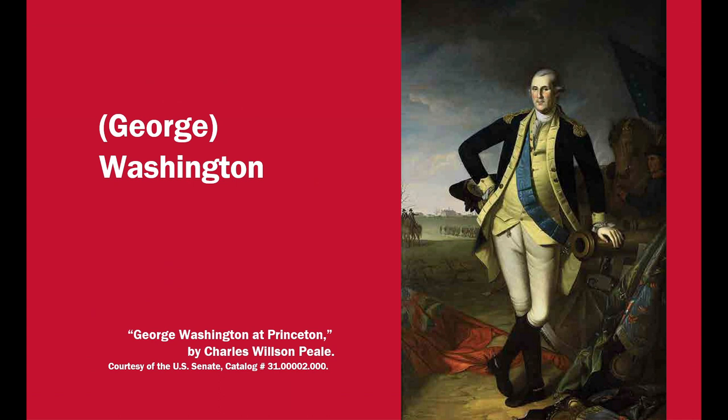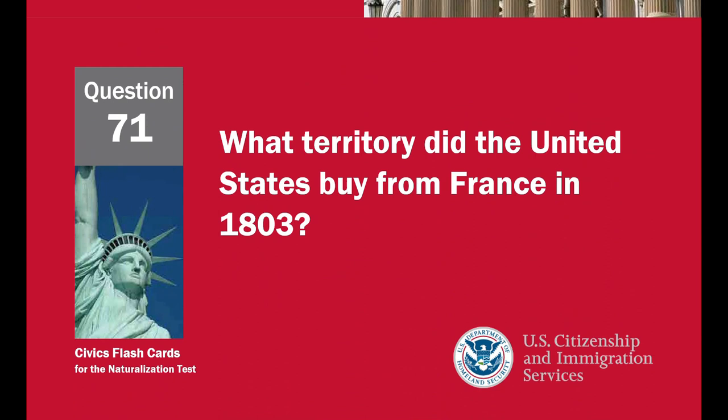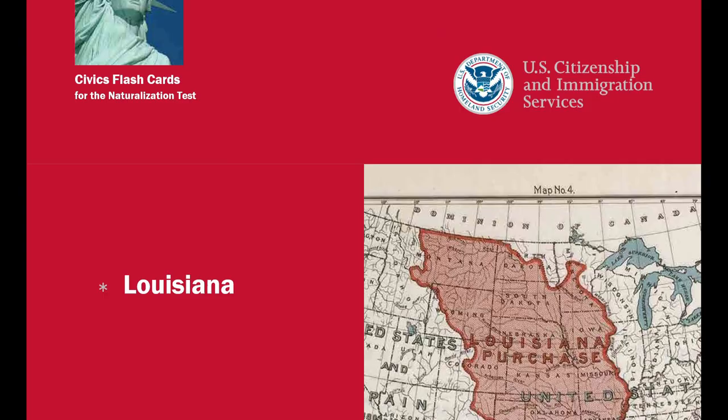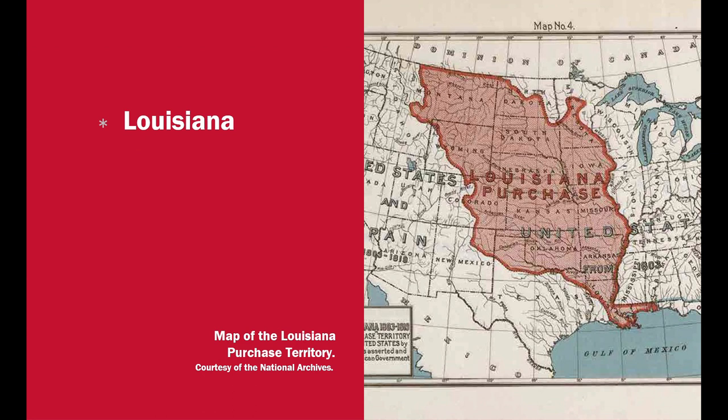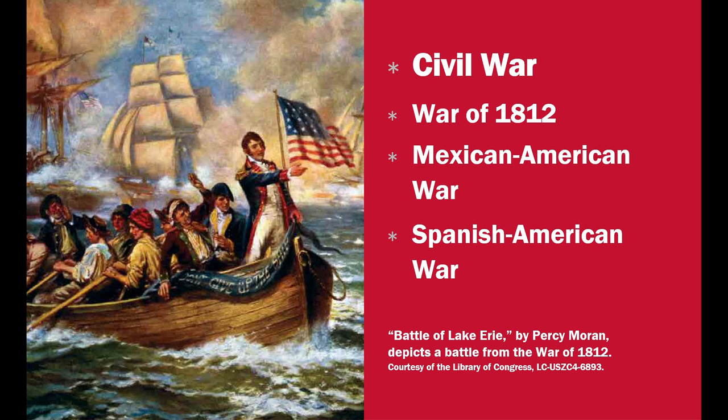No one branch or part of the government. Congress. What territory did the United States buy from France in 1803? Louisiana. Name one war fought by the United States in the 1800s. Civil War.